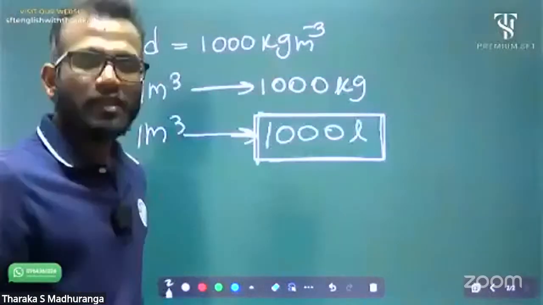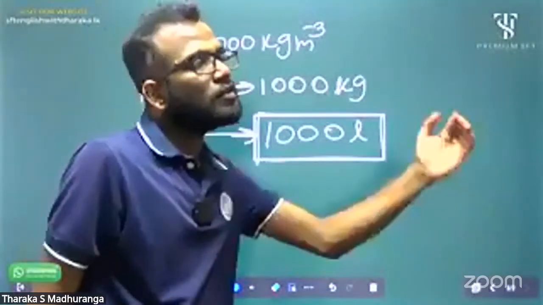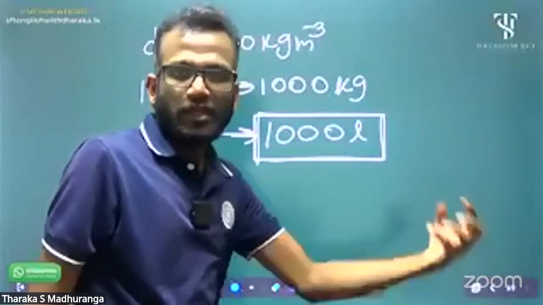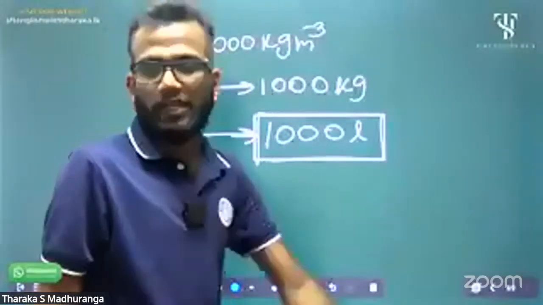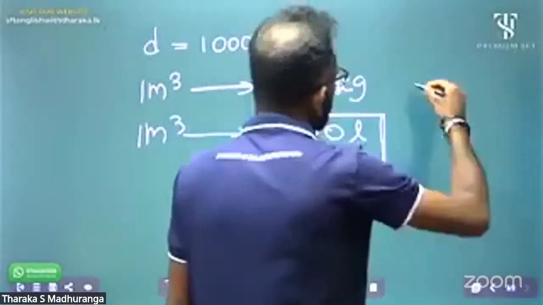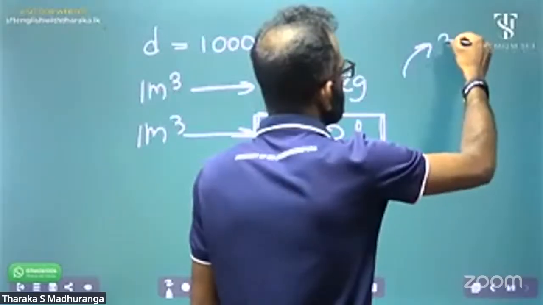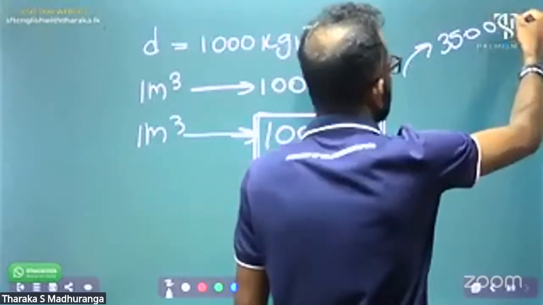Then what is the cubic meter value for a swimming pool? Answer: 350,000 liters.